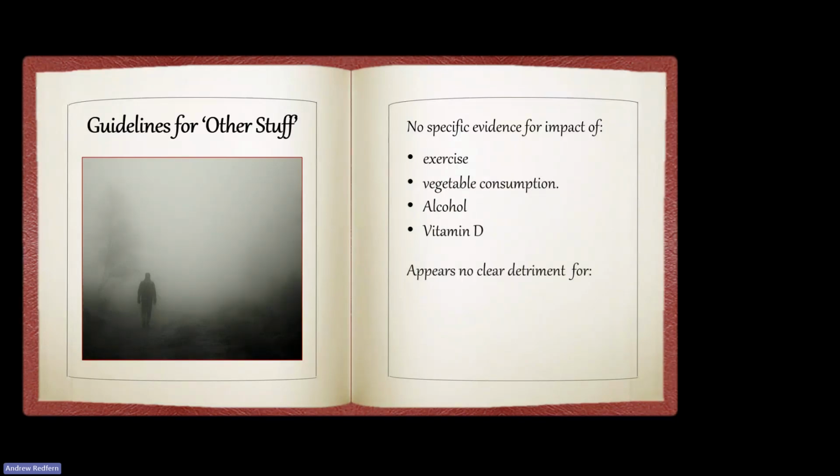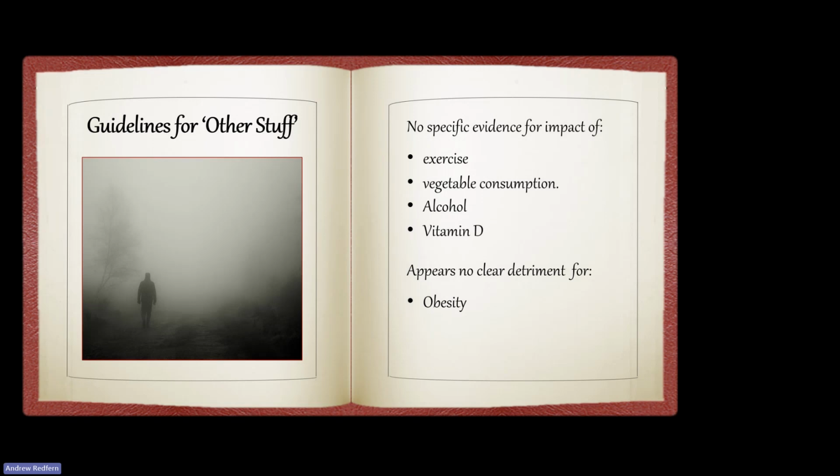Guidelines for other stuff. This is a misty picture because it is misty. We don't really have evidence in metastatic breast cancer for exercise, for vegetable consumption, for alcohol, vitamin D. There appears no clear detriment necessarily for obesity as far as we've been able to prove in metastatic breast cancer, but that controls for people not being diabetic and having good vegetable consumption and exercise.